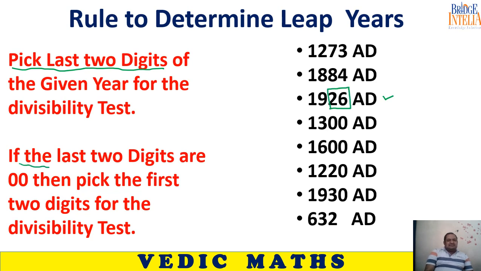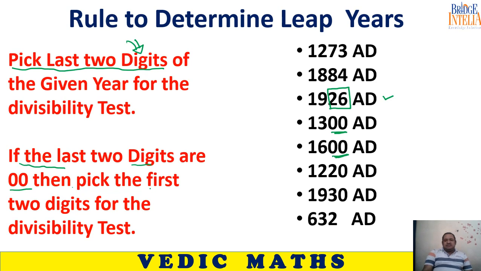In case the last two digits are 00, so by chance if the last two digits are 00, you see here the last two digits are 0, here also the last two digits are 0, then pick the first two digits for the divisibility test. So our first job is to pick two digits.